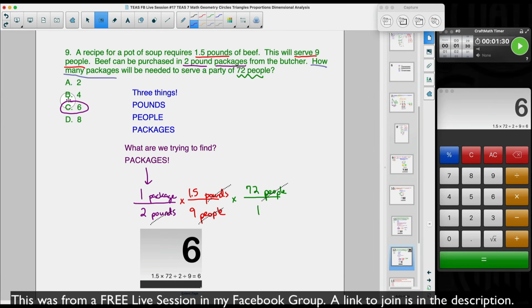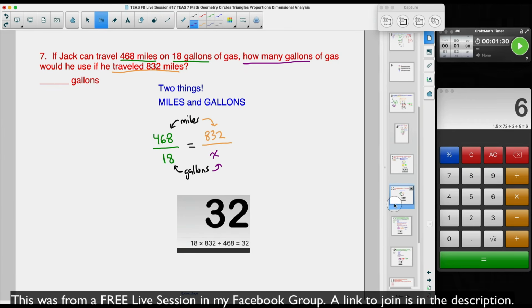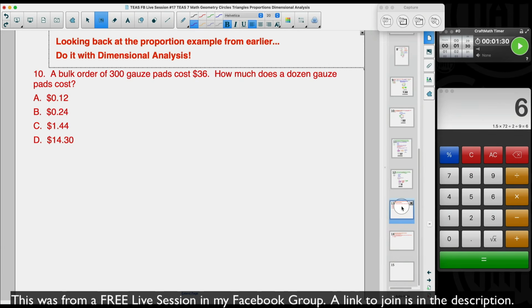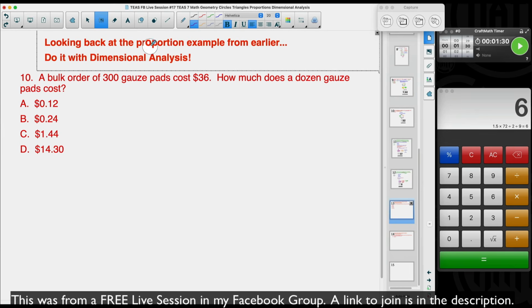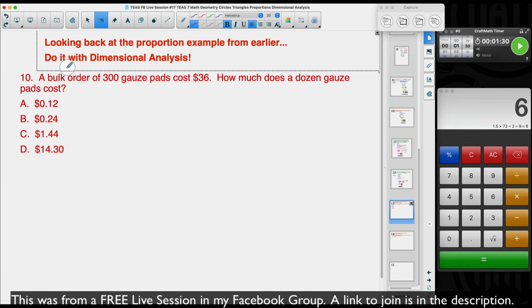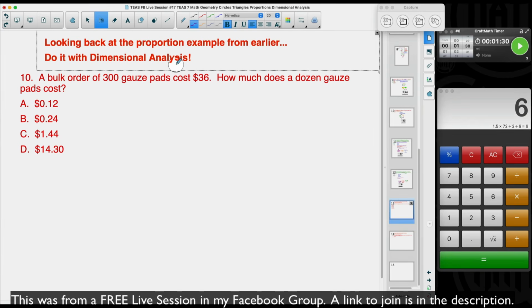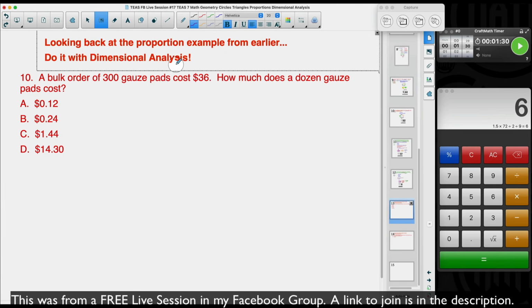Now, the last 2 questions are going to be the same 2 questions we've already done. But I want to show y'all dimensional analysis. I want to try to give you more practice. So it's going to be the same problems again. Look at number 10. So we're looking back at proportions, but we're going to do it with dimensional analysis. You might say, oh, well, we don't have 3 things. You can be comparing 2 things, 3 things, a million things. Dimensional analysis will take care of it.